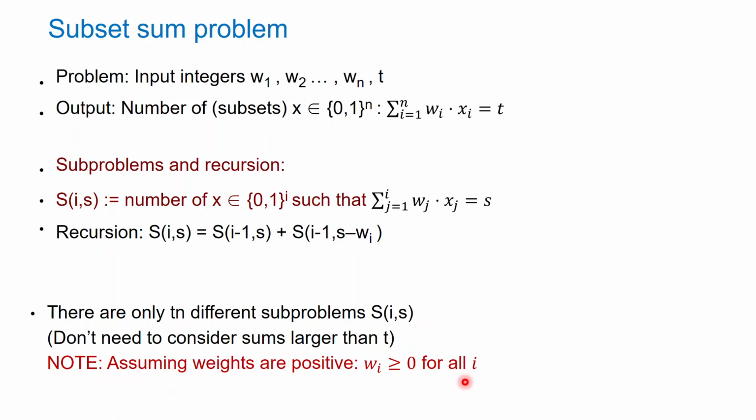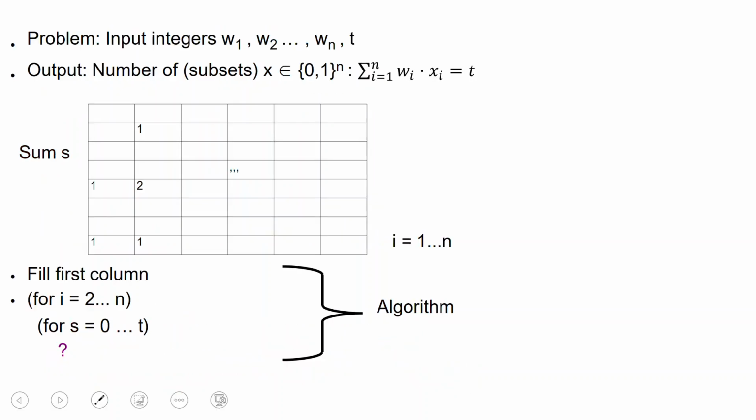Okay, given this, we can arrive at a fairly straightforward dynamic programming algorithm. Okay, again, here is my input, integers w1, w2, all the way to wn, and a target t. And again, I'm assuming that the weights are positive. You want to output the number of subsets which give you t. Okay, and I'm going to keep around a matrix. So the number of columns will be n. Okay, this corresponds to which weights you are using. And the number of rows will be the possible sums.